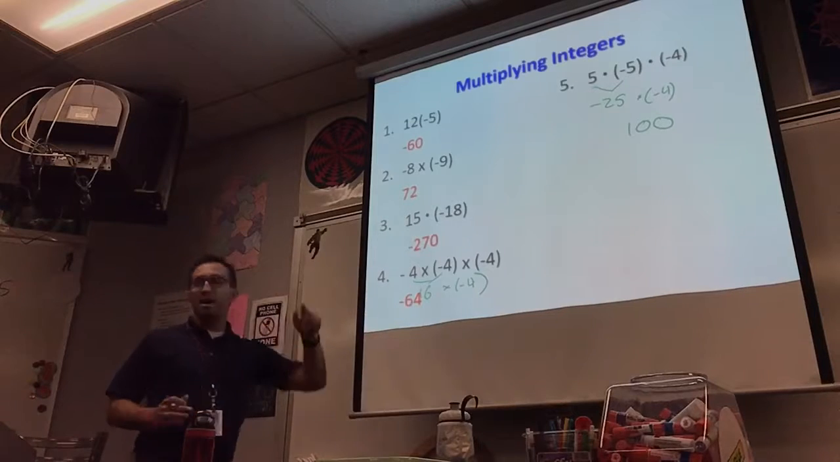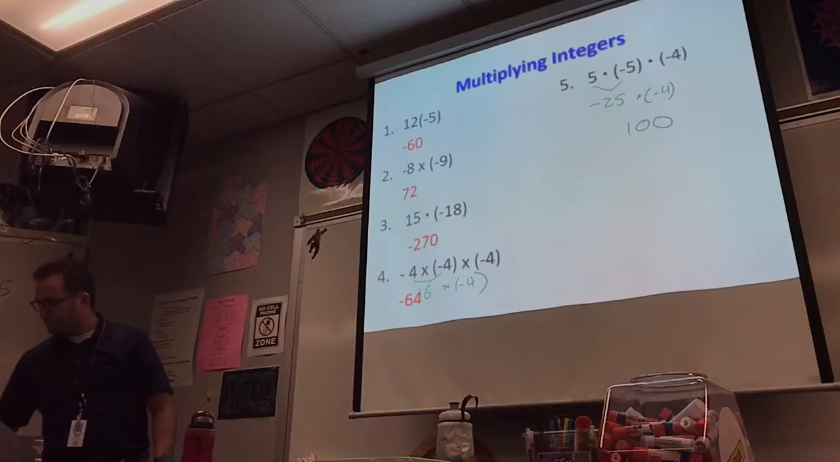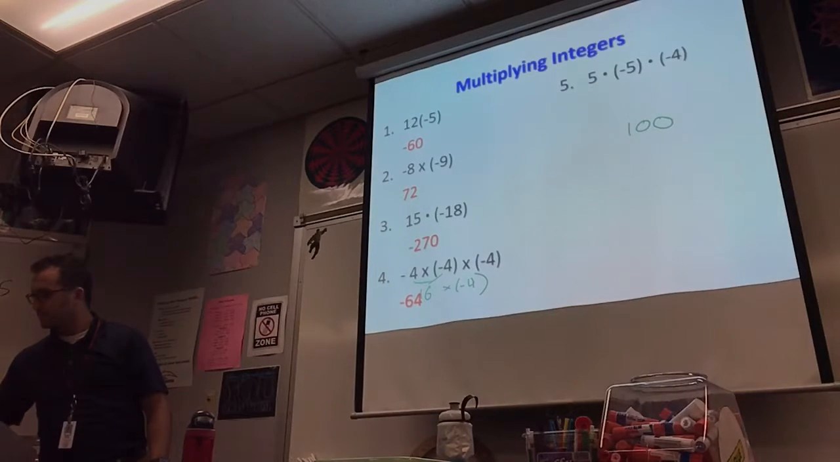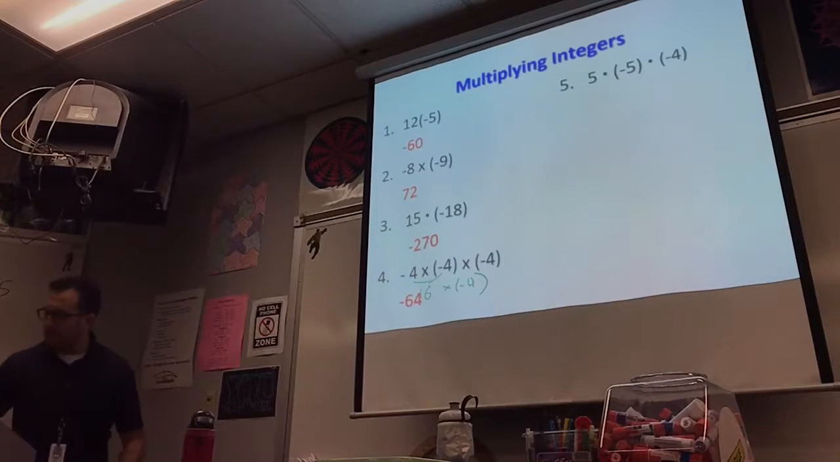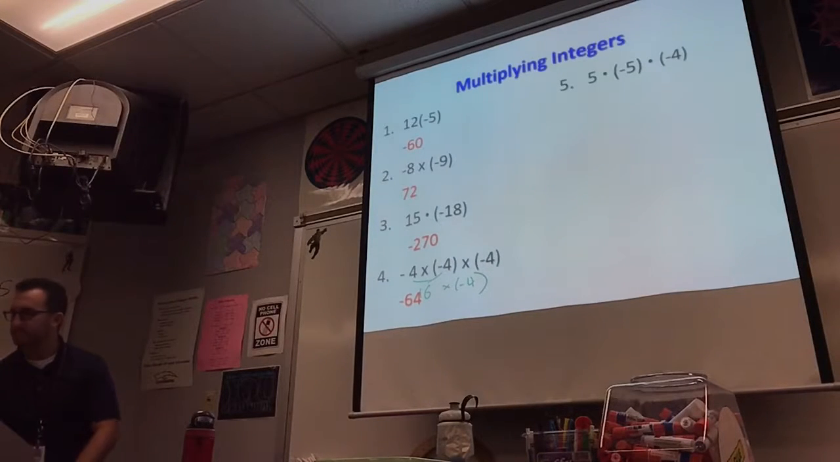All right. Now, who did this problem a different way? Talal, talk us through what you did. I did -5 times -4, which is going to equal 20. Why?